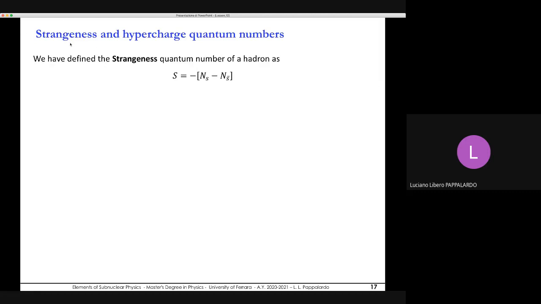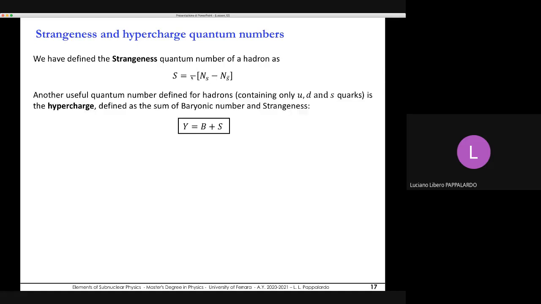Now, last time we defined the strangeness quantum number of a hadron as the number of strange quarks minus the number of anti-strange quarks, with a minus sign. There is another useful quantum number, which is defined for hadrons, but only for hadrons containing up, down, and strange quarks, so let's say light hadrons, which is the so-called hypercharge, indicated with the capital Y. And it is defined as the sum of the baryonic number and the strangeness. So the hypercharge of a certain baryon is given by the sum of these two quantum numbers.